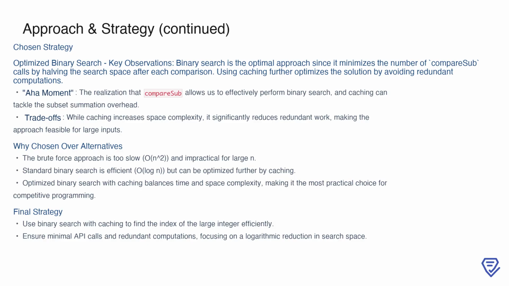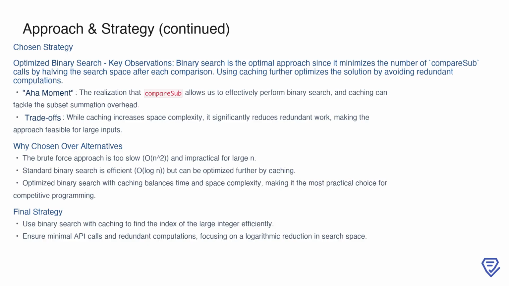This optimization maintains the log n time complexity of binary search, while reducing the overhead associated with summing subsets. The space complexity increases to n due to the cache, but this is a worthwhile trade-off for the performance gains achieved by avoiding redundant work. Ultimately, this approach is chosen because it balances time and space complexity effectively.